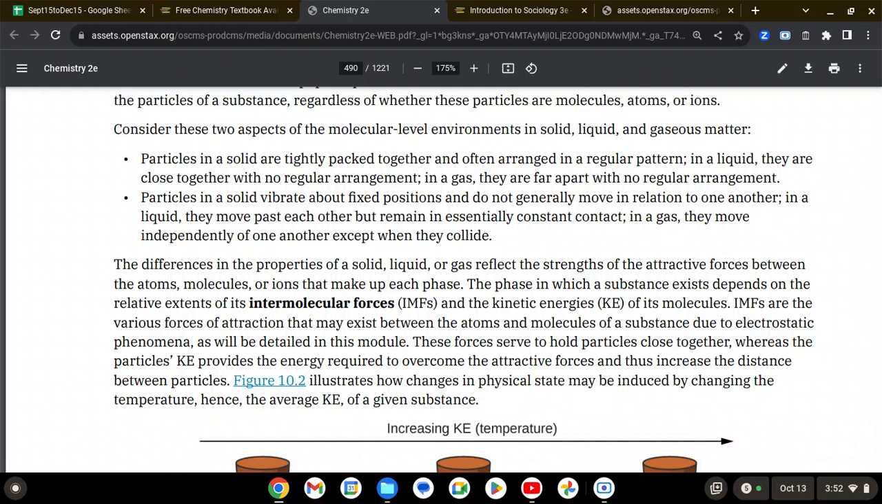Let's see. The differences in the properties of a solid, liquid, or gas reflect the strengths of the attractive forces between the atoms, molecules, or ions that make up each phase. The phase in which a substance exists depends on the relative extent of its intermolecular forces and the kinetic energies of its molecules. IMFs are the various forces of attraction that may exist between the atoms and molecules of a substance due to electrostatic phenomena, as will be detailed in this module.